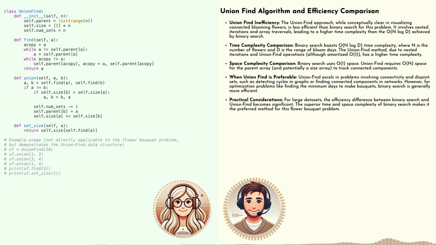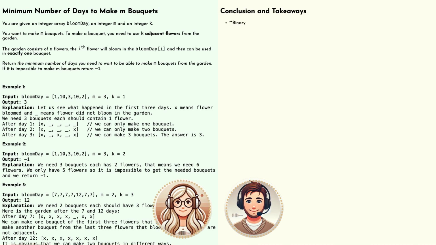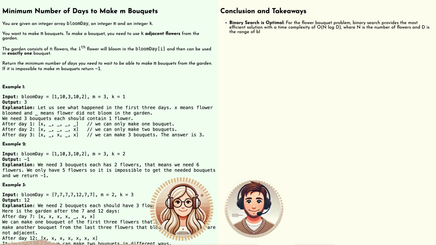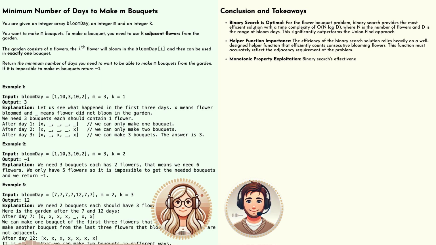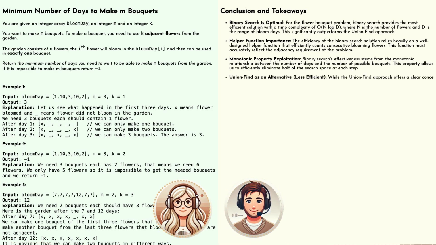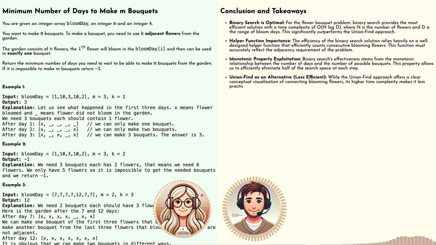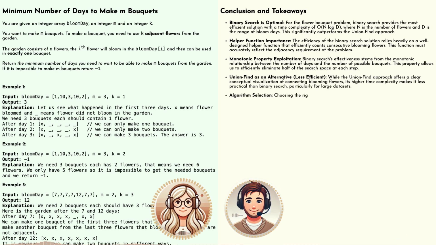So even though Union Find gives us this neat way of picturing the problem with these flower communities, it might not be the speediest option. That's right. But remember, sometimes there are trade-offs. Code readability, the elegance of an approach, those can be valuable too. Absolutely. The best tool for the job isn't always the fastest one. Exactly. And sometimes understanding different approaches, even the less efficient ones, can really deepen your understanding of a problem. Totally agree. It's like having more tools in your coding toolbox. Couldn't have said it better myself.